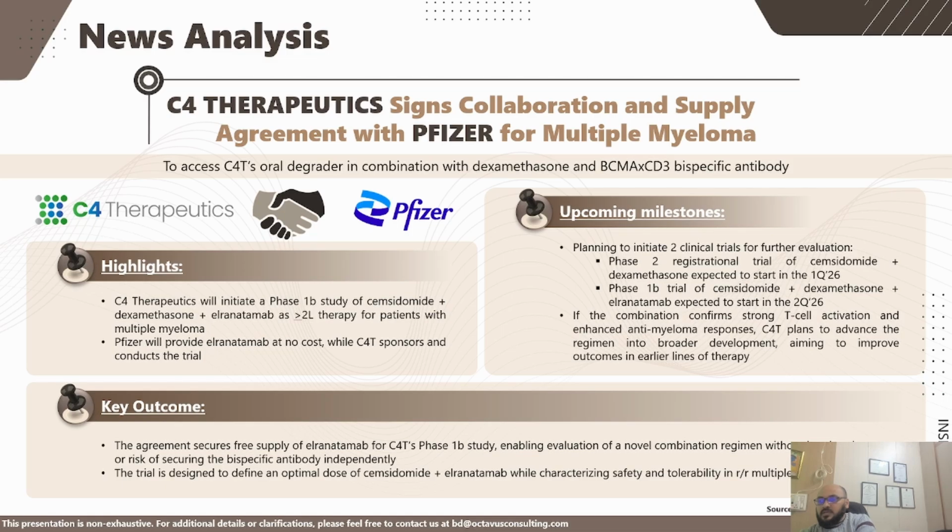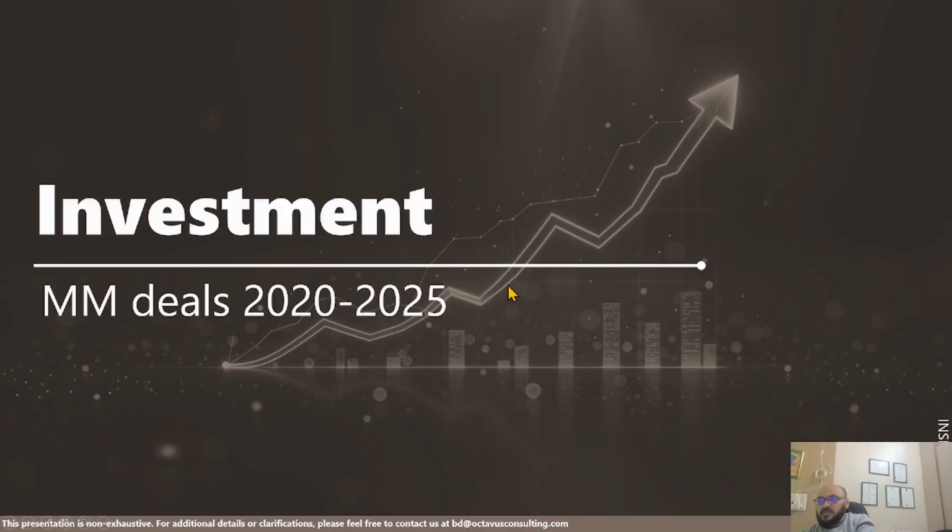As per the pipeline, Olverembatinib is approved in China for CML, and they are also planning a phase 2 registrational study, which is expected to start in Q1, so this year basically. A phase 1B study is also expected, which is obviously going to be the combination study with the Pfizer molecule. That is going to start again in quarter two, basically 2026. Right. So, moving ahead, we'll talk about some of the investments.